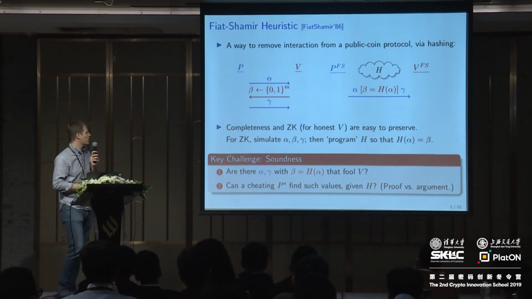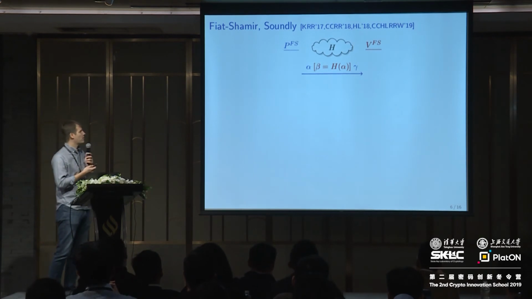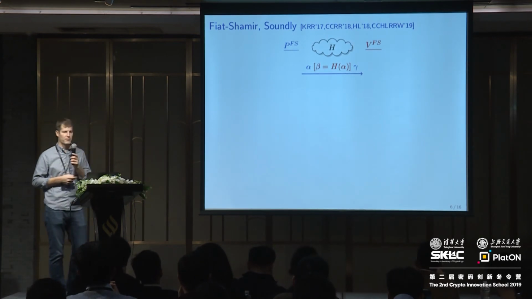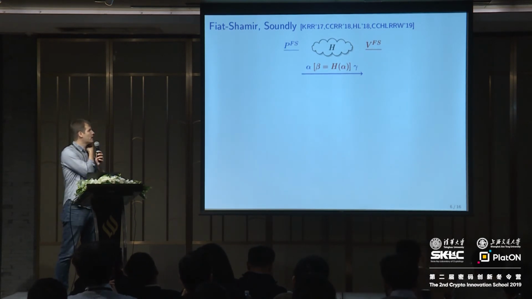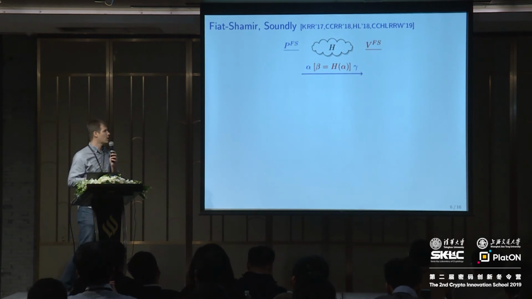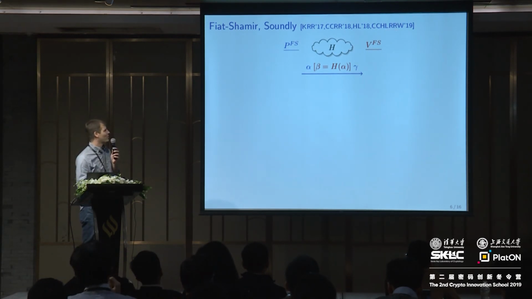So that's the Fiat-Shamir. Again, the key challenge is to show that it preserves soundness. And there's been a very nice line of work in the past couple of years showing situations in which we can do Fiat-Shamir in a way that preserves soundness of the original protocol. So this is work by Kalai, Rothblum and Rothblum, Canetti, Chen, Holmgren, Lombardi, Rothblum, and Wichs.